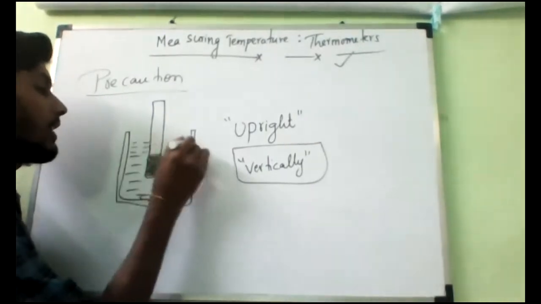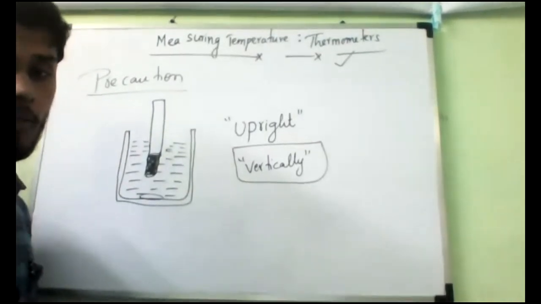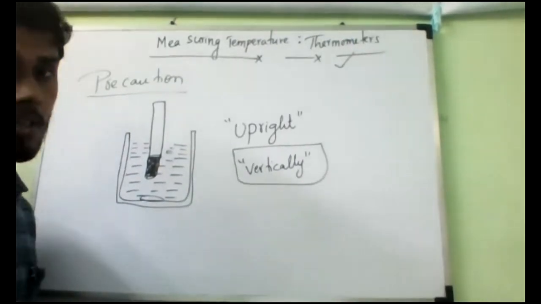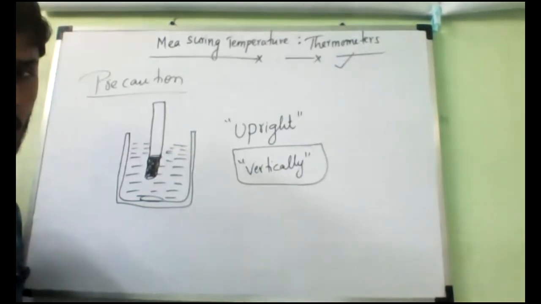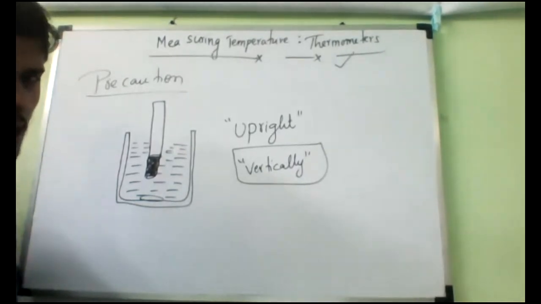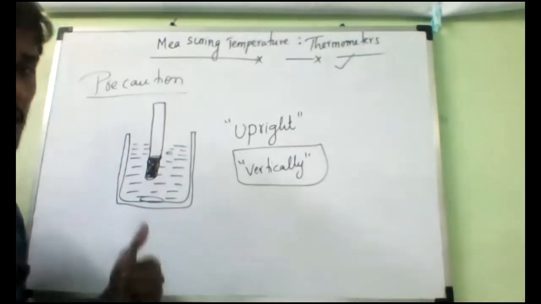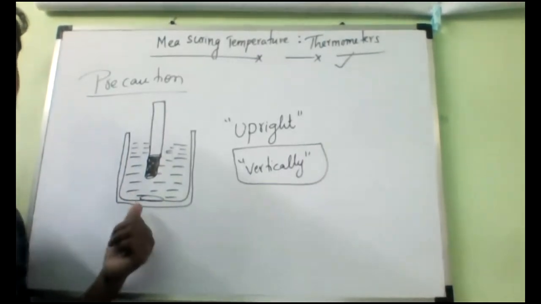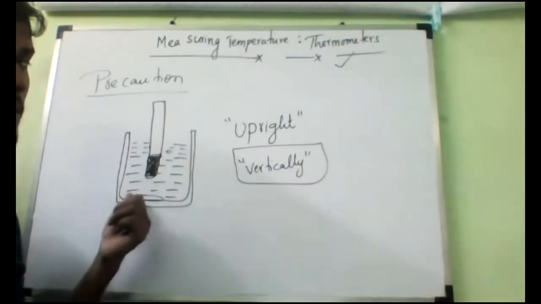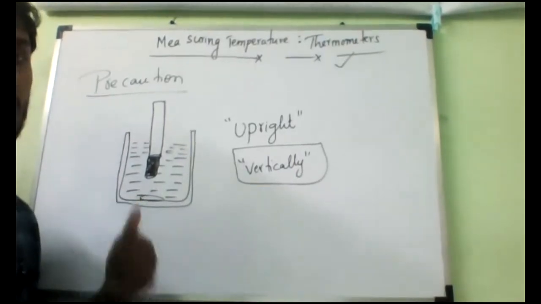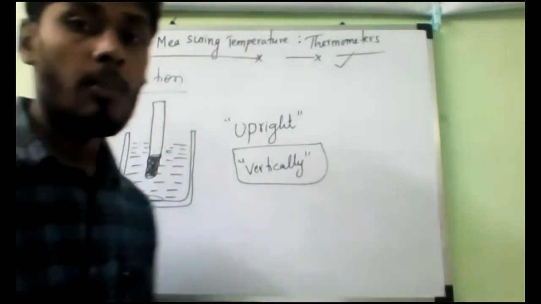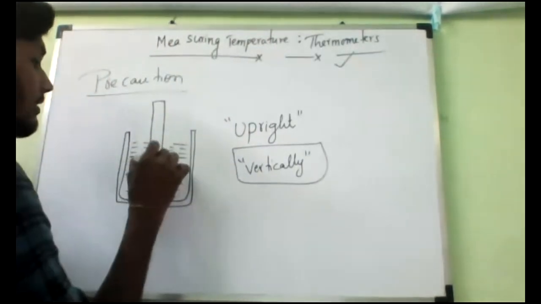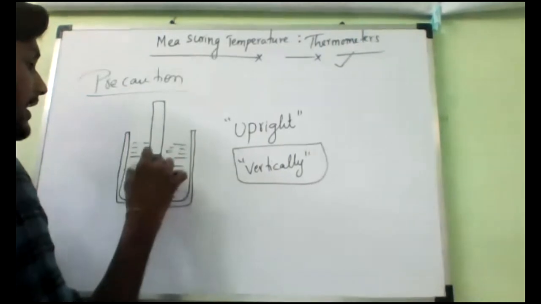This is the third or fourth precaution. I think it is not the third one, it is the fourth, correct? The thermometer bulb should not touch the sides or bottom of the container in which the substance is taken. Always it must be inside the liquid only.